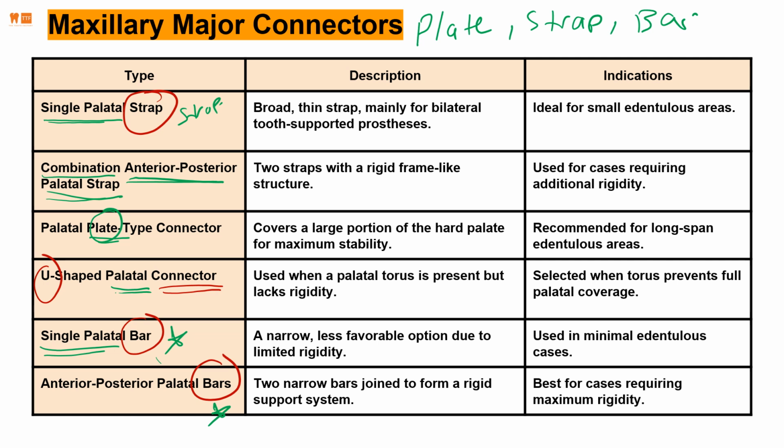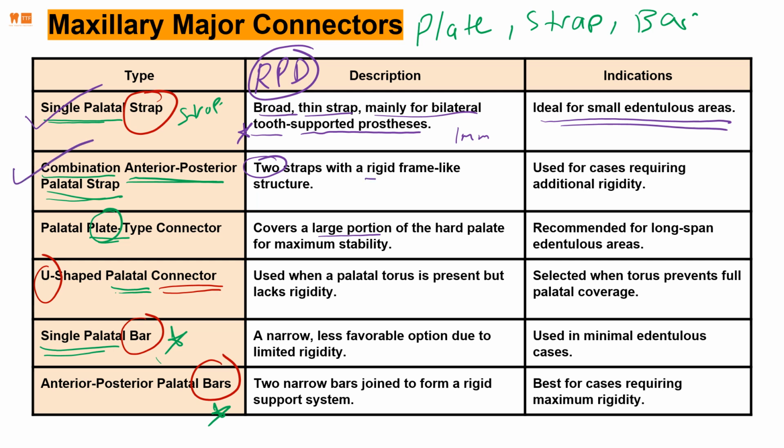So let's dive deeper. A single palatal strap is broad. It's a thin strap, possibly 1 millimeter wide, mainly for bilateral tooth-supported prosthesis. So here's an opportunity for you guys to go and check out the RPD introduction, because in it we talked about what is tooth-supported, what is tissue-supported, okay? And the indications are ideal for small edentulous areas because it's thin. It needs to support less teeth. If you need more teeth, then either you're going to need 2 straps or you're going to need a larger surface area covered, right? So what is a combination anterior posterior palatal strap?